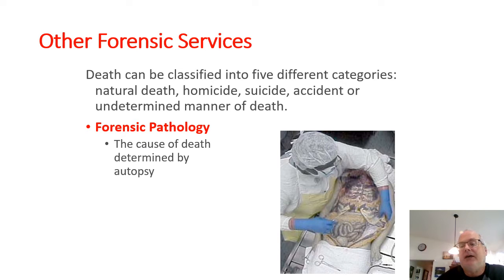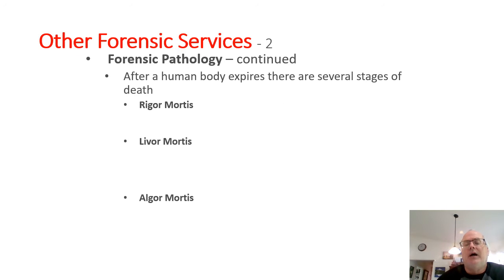Usually a forensic pathologist is a specialty in just dealing with causes of death. Death can be classified as either a natural death, a homicide, a suicide, accidental, or sometimes just undetermined. They can't figure it out. But what a forensic pathologist will do is actually determine the cause of death. There are different stages of death that they look at.